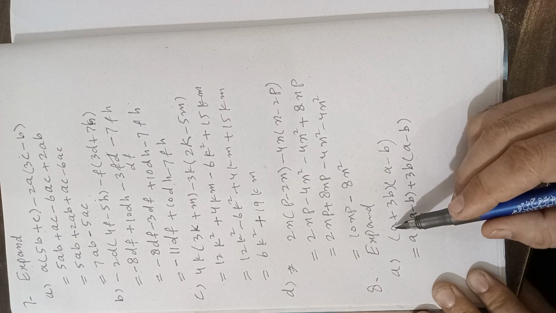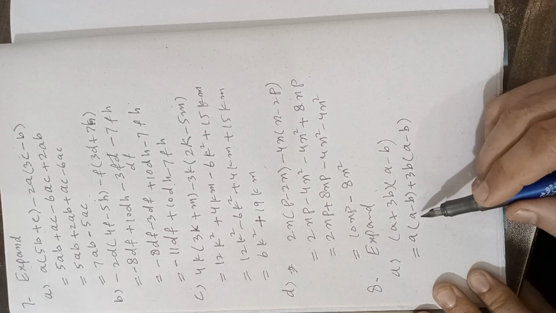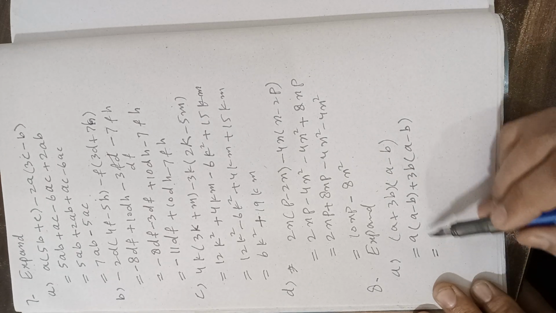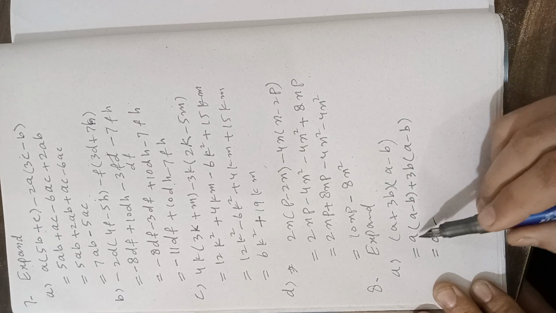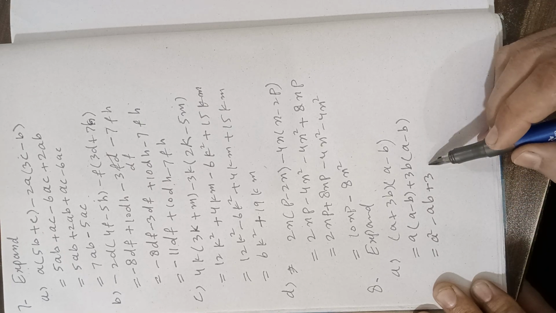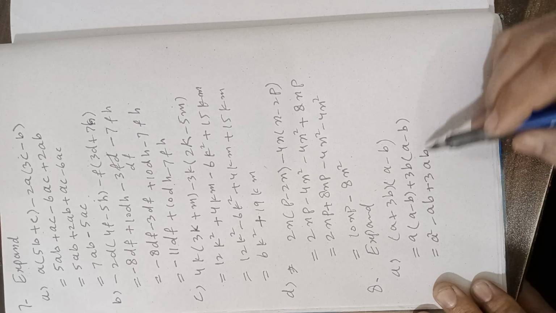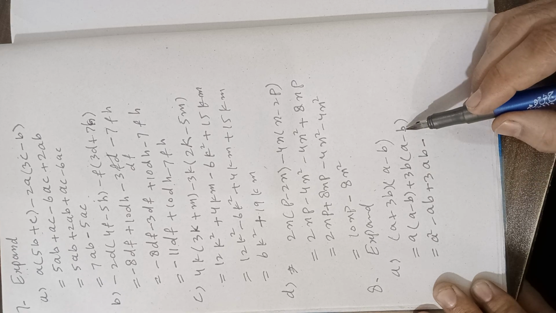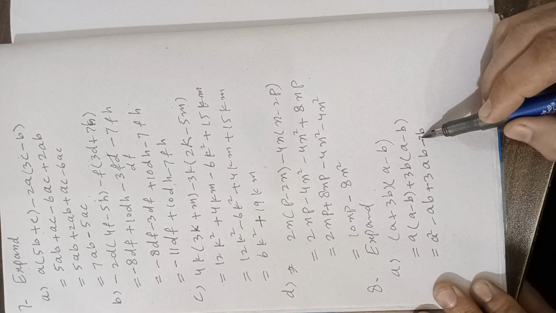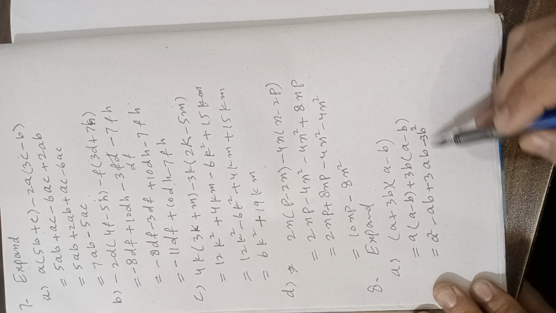Here see, this a is here and plus 3b is here, and a minus b is first time it is here and second time it is here. So a multiplied by a is equal to a square, and a multiplied by b is equal to ab, and 3 multiplied by a is equal to 3, and b multiplied by a is equal to ba or ab. You will write ab because I have written here ab, and 3 multiplied by b, and this b is also square. 3 multiplied by 1 is 3, and b multiplied by b is equal to b square.